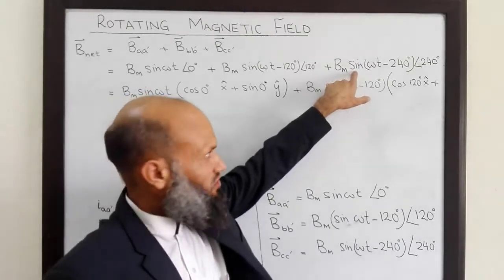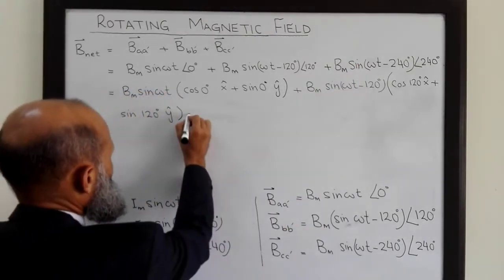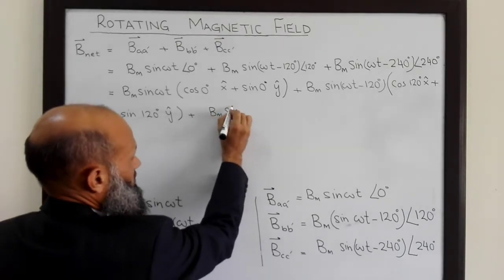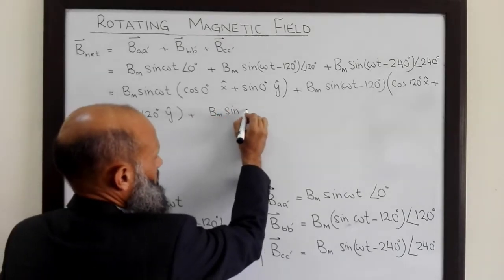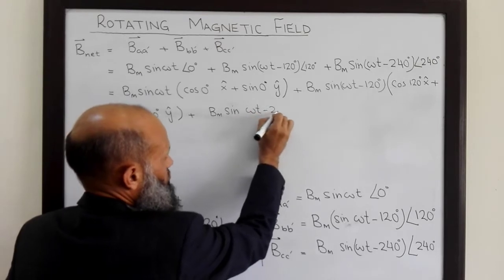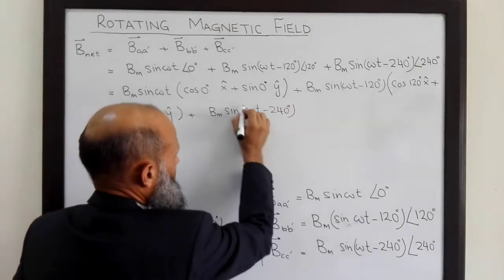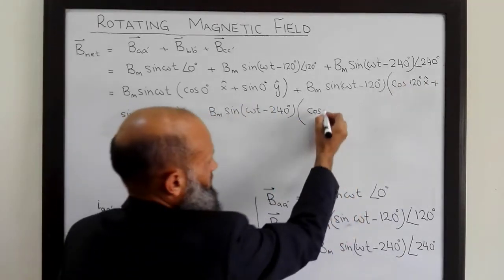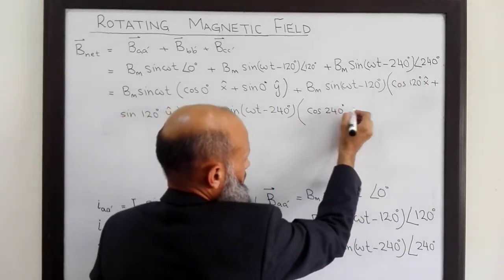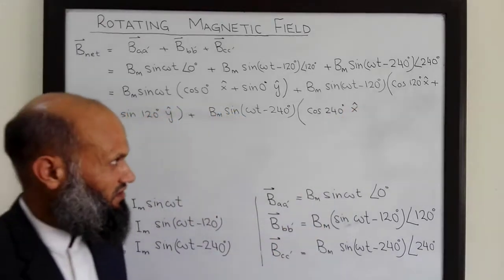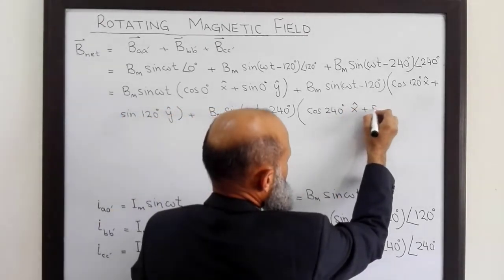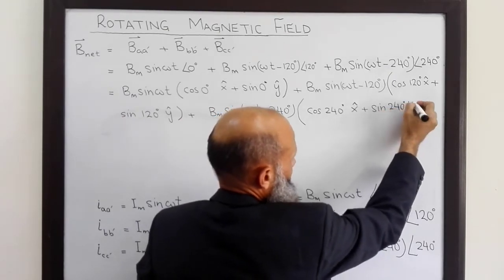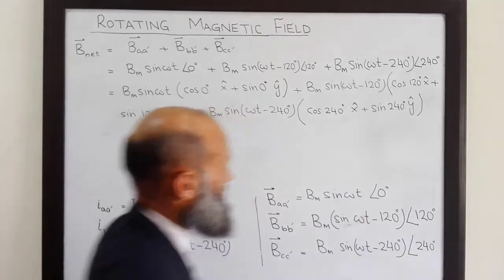Similarly, decompose this vector into horizontal and vertical components. We have Bm sine of omega t minus 240 degrees. This whole multiplied by cosine of this angle 240 degrees with the unit vector in horizontal direction, and then sine of 240 degrees and unit vector in vertical direction.